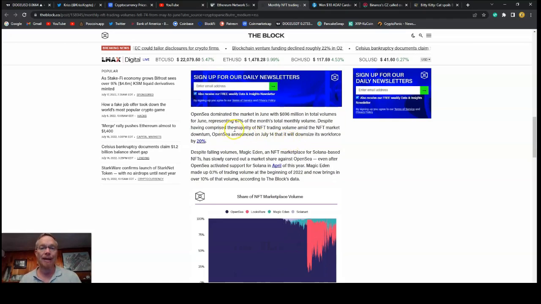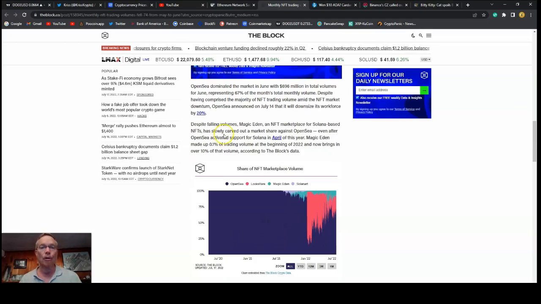Despite having comprised the majority of NFT trading volume amid the NFT market downturn, OpenSea announced on July 14th it's going to downsize its workforce by 20%. So they're having job cuts. I think everyone sees that things are really slowing down when it comes to these kinds of things.